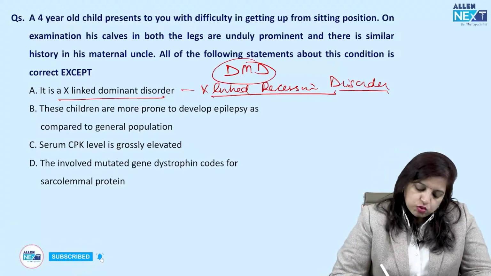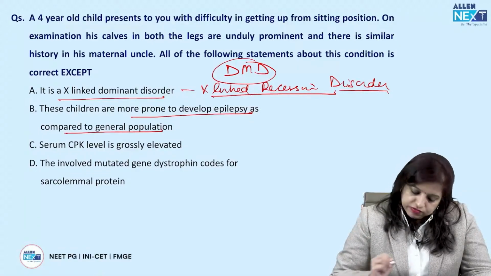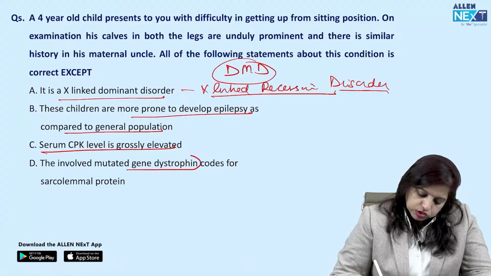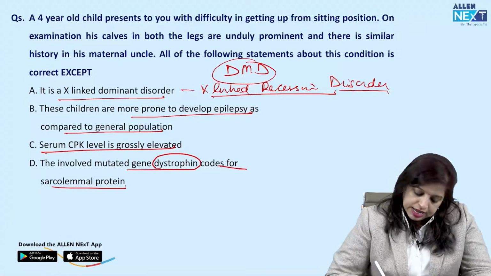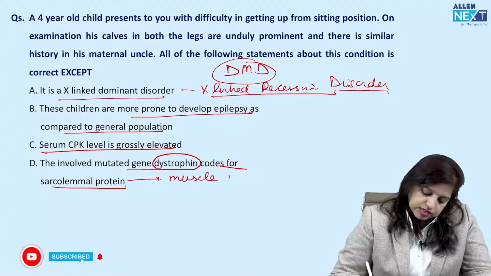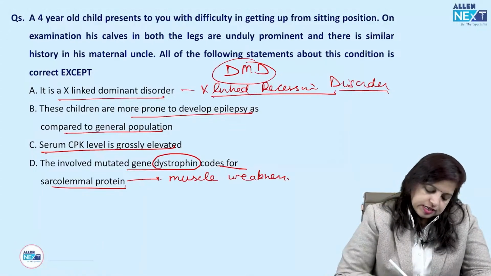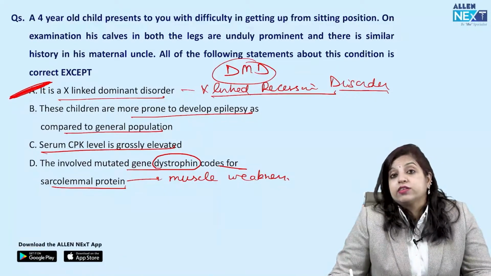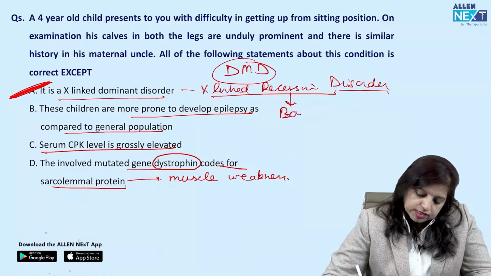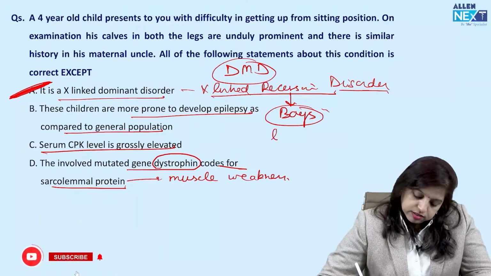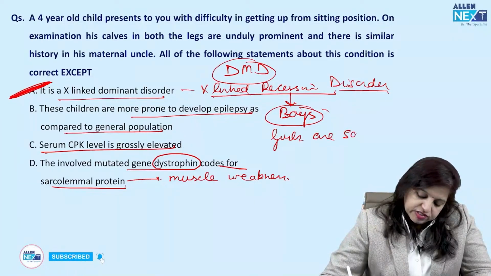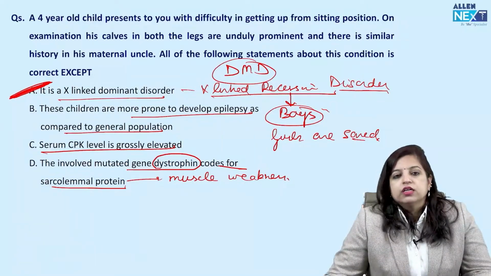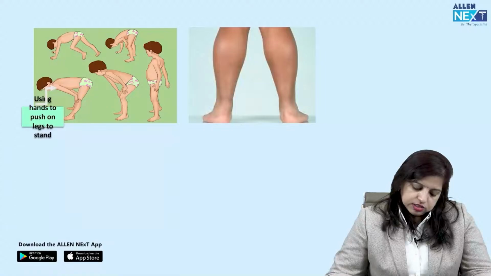These children are more prone to develop epilepsy as compared to general population. Very true. Serum CPK level is grossly elevated and the involved mutated gene dystrophin codes for a sarcolemmal protein. Hence, it is responsible for muscle weakness. So, what is incorrect is the inheritance pattern which is given. It is not X-linked dominant, it is X-linked recessive. That is why boys are commonly affected and girls are kind of saved from developing the clinical scenario of this condition, right? Okay, so this you can see a child with DMD.